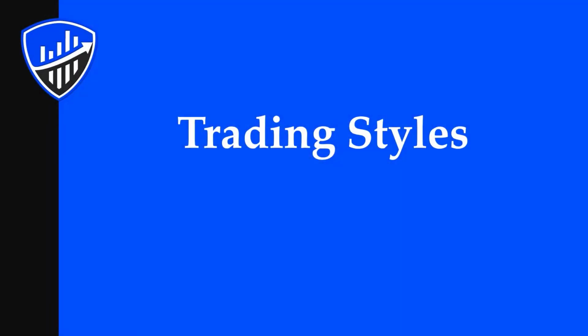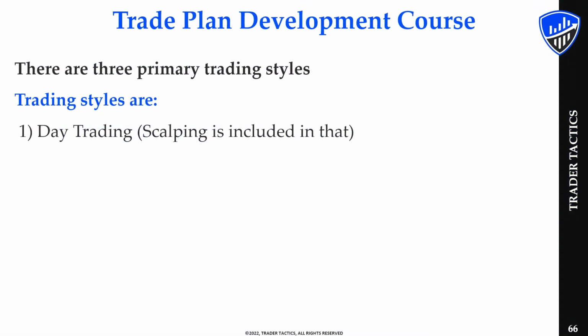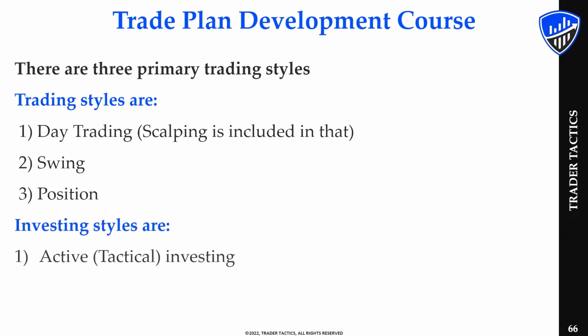Trading styles. There are really three primary trading styles that we're going to talk about here. You have day trading, and in that we would include scalping, which is a form of day trading. You have swing trading and position trading. Now, there are investing styles that you want to be aware of as well, and that's active investing. We also call it tactical investing. You may hear that term from time to time. And then you have passive investing, which would be more of your traditional buy and hold type of situation. Now, there are pros and cons to each of these. So let's dig deep and look at the specifics of these different trading and investing styles.